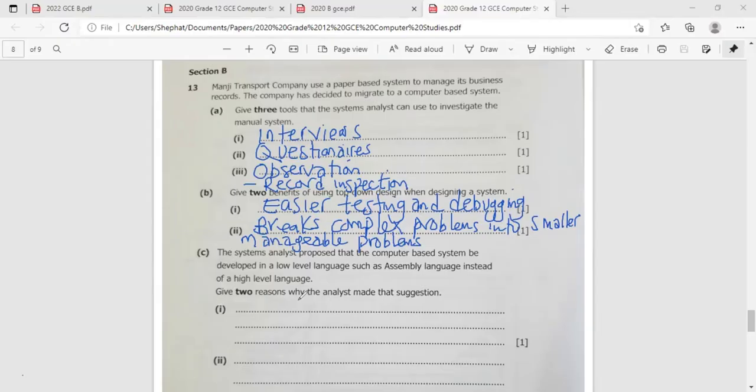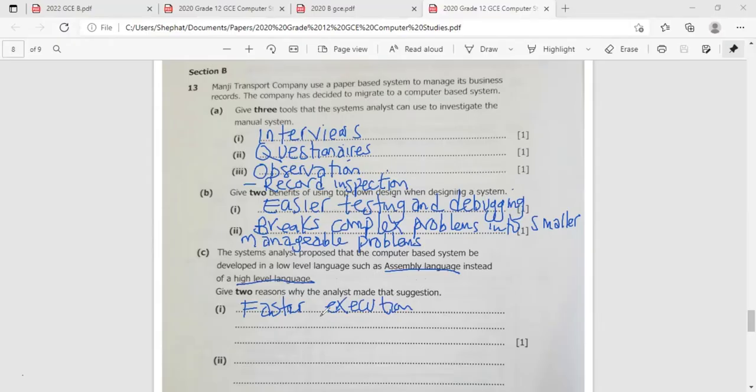The system analyst proposed that the computer system best be developed in low-level language, such as assembly language, instead of a high-level language. Give 2 reasons why the analyst made that suggestion. So we are looking at assembly language here, which is a low-level language, against the high-level language. The reason the analyst proposed this would be that low-level language is faster to execute. So can you say faster execution?